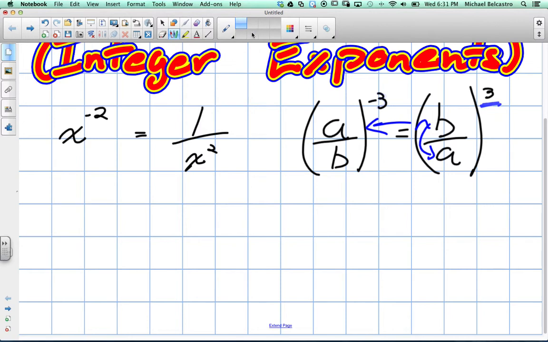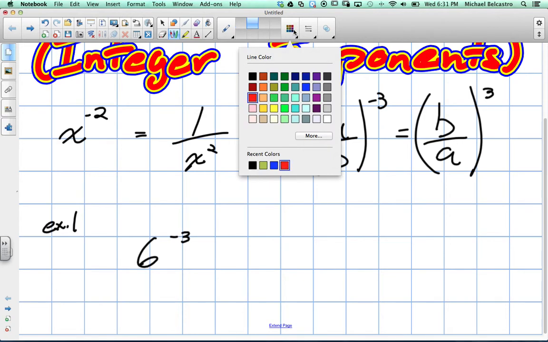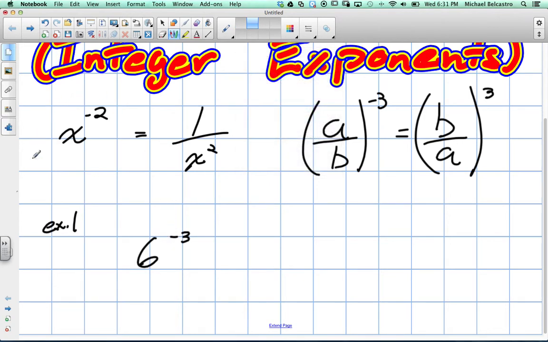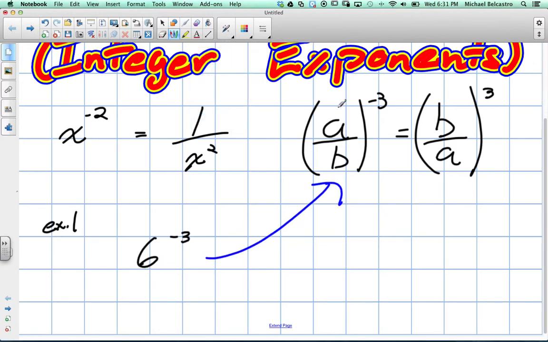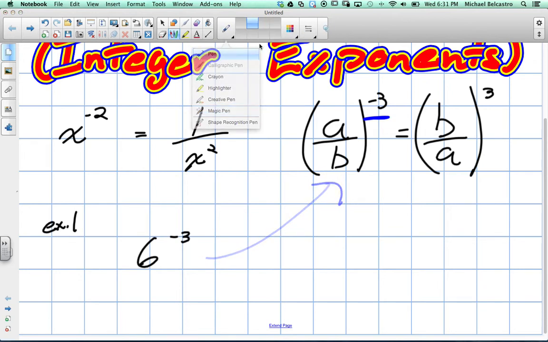I'll start with a simple one. Let's say we have example 1, 6 to the power of -3. Let's say I wanted to make that a positive exponent. What would I do in this case? Do you know off the top of your head? Think of what we did up here. First, let's refer everything to this example. In other words, anytime we have a negative exponent, we're going to make the base a fraction.